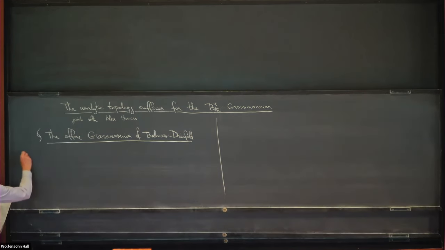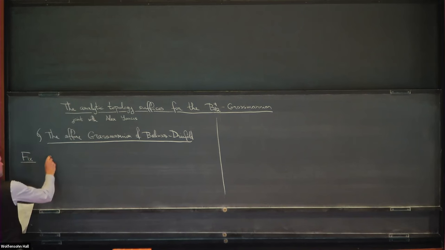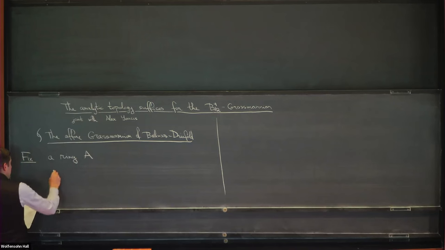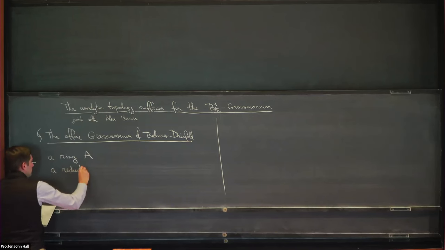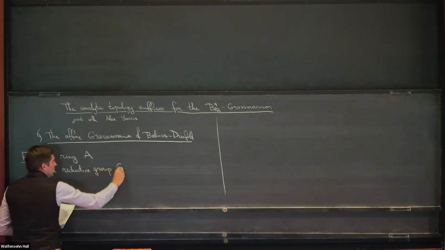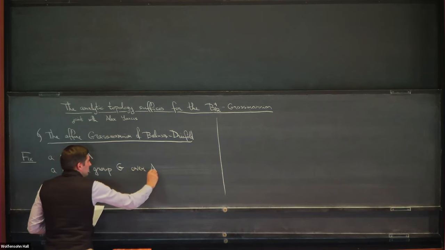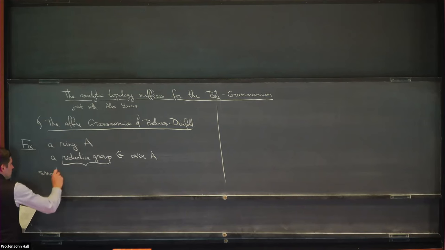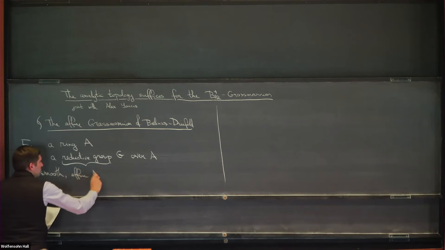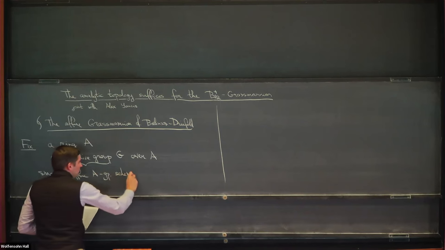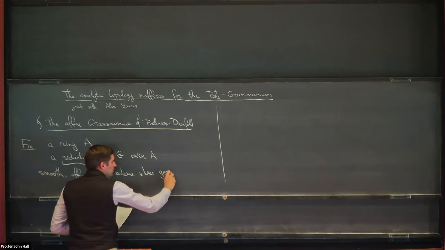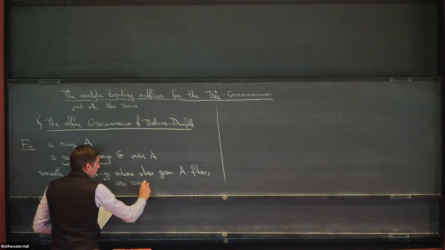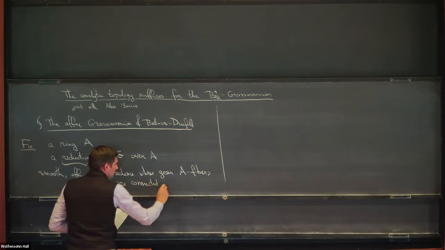So to give the precise setting, let me fix for now a ring, a base ring A. Typically, well, often one takes the complex numbers or some field. And let me fix a reductive group scheme G over A. So, just to be clear, let me say that this is a smooth affine A group scheme whose geometric fibers are connected reductive groups.